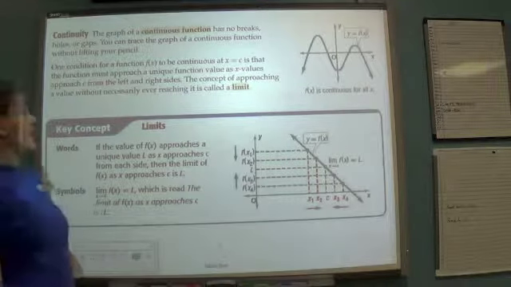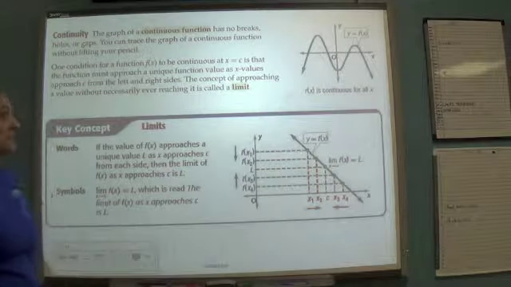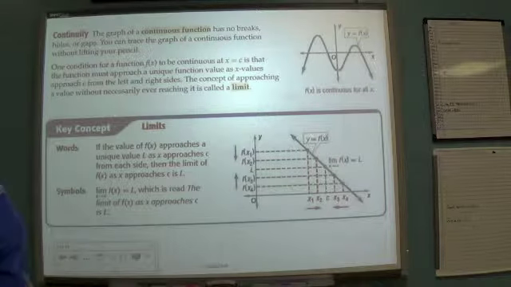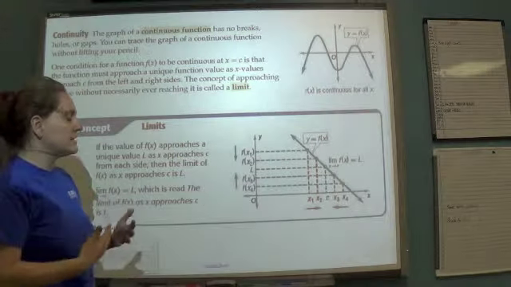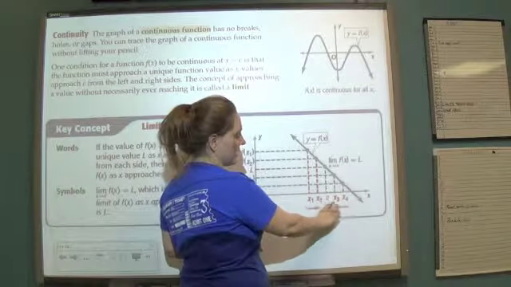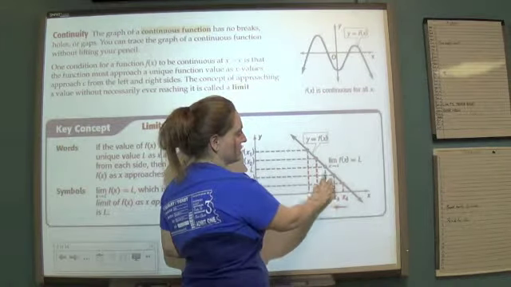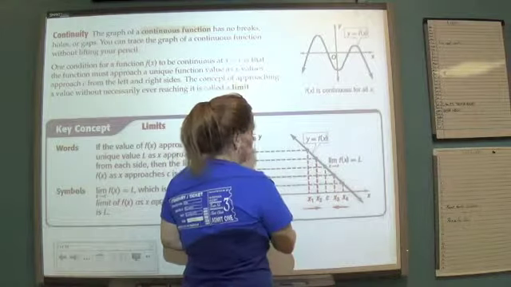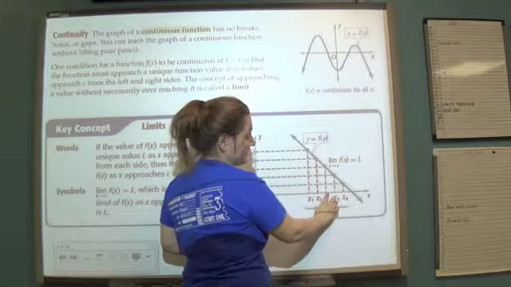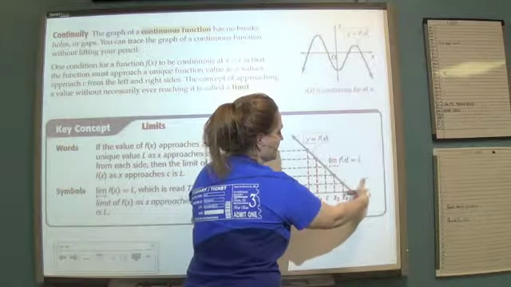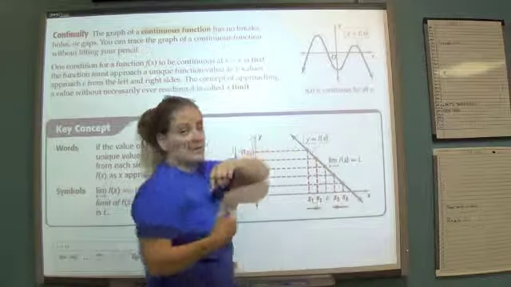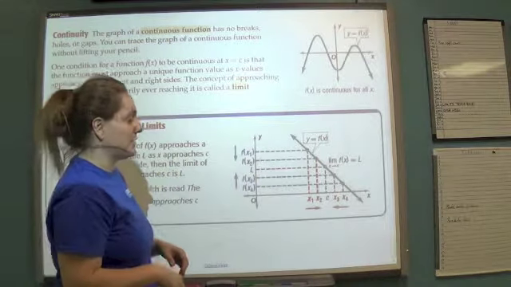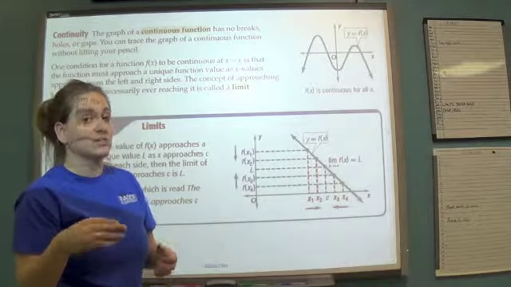One condition for a function f of x to be continuous at x equals c, just c's the number, is that the function must approach a unique function value as x values approach c from the left and the right sides. It seems like a lot, but all it's saying is, like the other day when we had f of 2 or whatever, you'd go to 2, and then go up to the graph and find a number. It's saying if you're at the number c, these numbers, if you're plugging them into the function, are also going to be approaching f of c. It'll make more sense as the video goes on, but it's finding the value, approaching it, not just plugging it in.